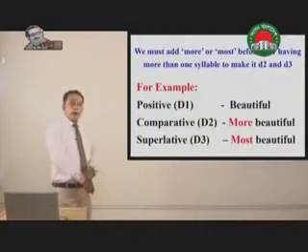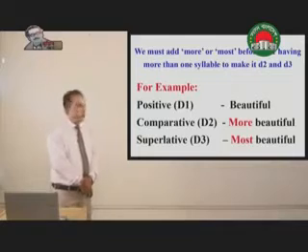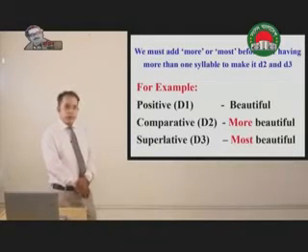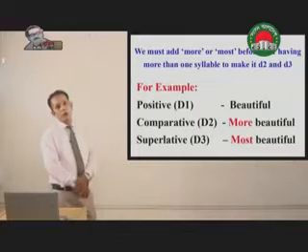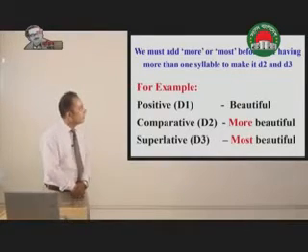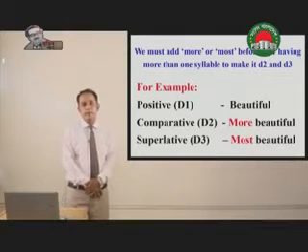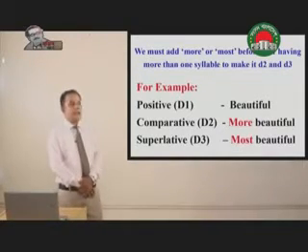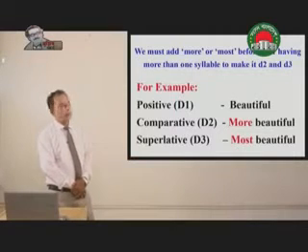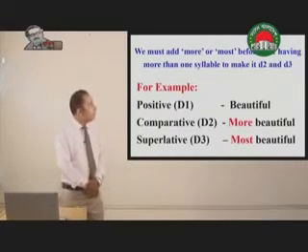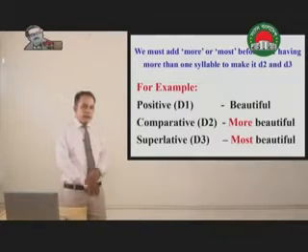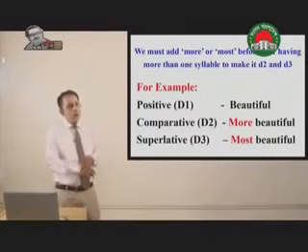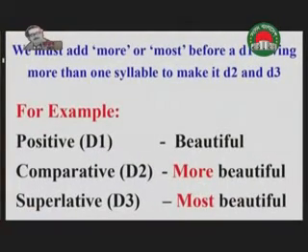Okay. The second rule is what we are going to teach you now. We must add more or most. Be careful, dear students. We must add more or most before D1 having more than one syllable to make it D2 and D3. That is, for adjectives having more than one syllable, to make it D2 or D3, we have to add more and most. For example, D1, beautiful.